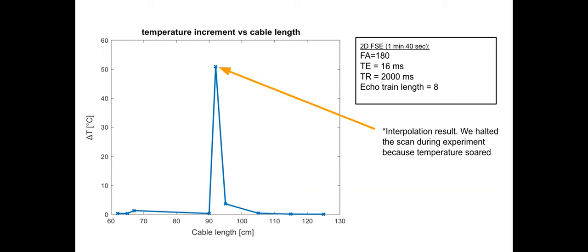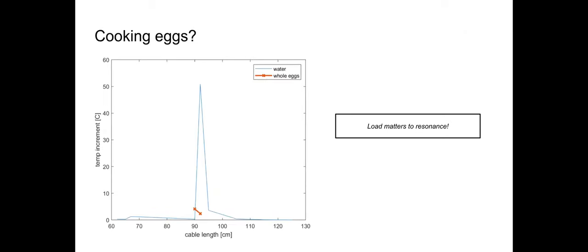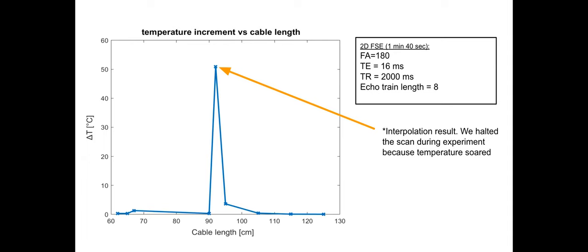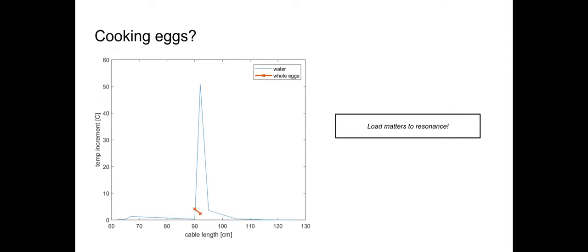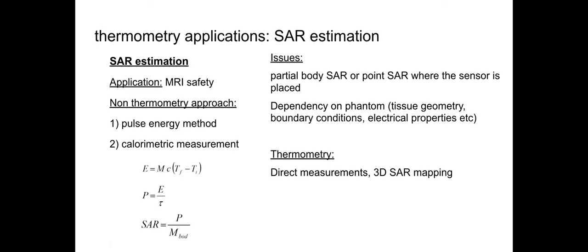And as we can see, at around 92 centimeters there's a peak. In fact, that is also just an interpolation result because we had to halt the scan during the experiment as the temperature was increasing so quickly. From room temperature, which is around 20 degrees, this is probably like 70 degrees, which is crazy. And because it could increase temperature so much, we were like, why don't we try to cook eggs with this setup? So we put the same thing into an egg, but apparently the resonance has shifted because load really matters to resonance. If we continue to trim it shorter, we might be able to find it, but we didn't do that.